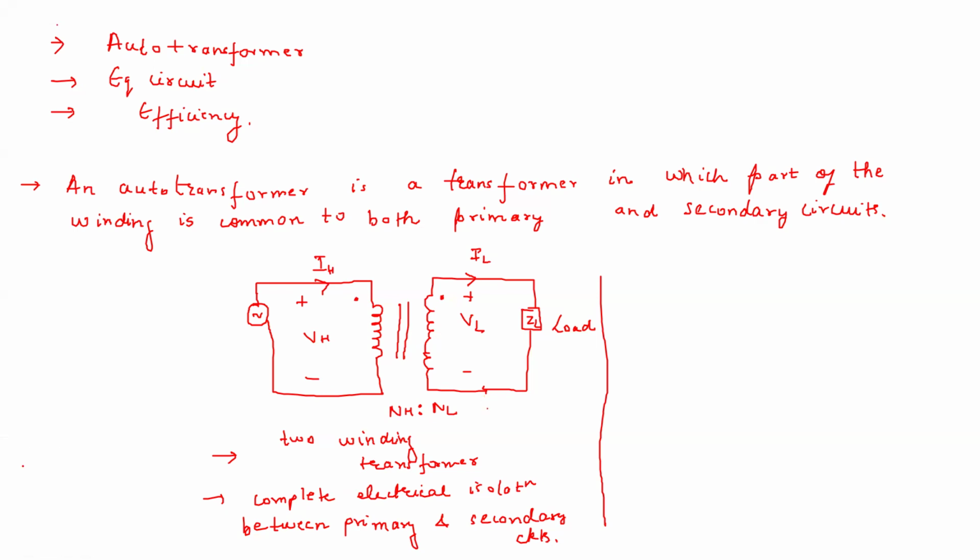Okay, now I'll draw the auto transformer, and I have discussed what an auto transformer is: a transformer in which part of the winding is common to both primary and secondary circuits. Okay, so let us draw the auto transformer. Okay, so maybe let me draw it with a different color. Here we have like this, and then we are tapping some part in the secondary circuit. Okay, so this is like this. So this is ZL and load.